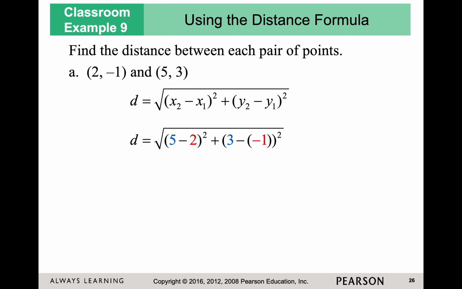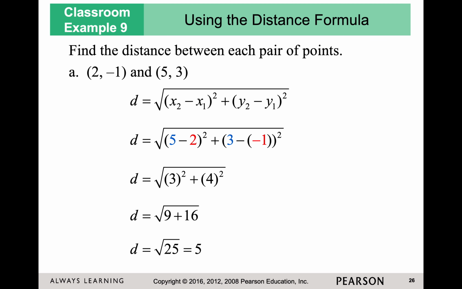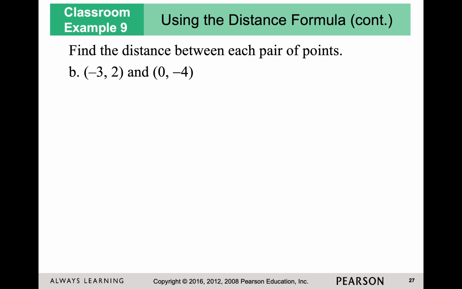I am perfectly okay with you typing 5 minus 2 in your calculator on a test to make sure you're getting that right, because we deal with negatives a lot in the distance formula. The same thing is true with 3 minus -1. You can type that into your calculator and you'll get 3 and 4. You square them, add them together, then take the square root. The square root should be the very last thing you do in any distance formula problem.